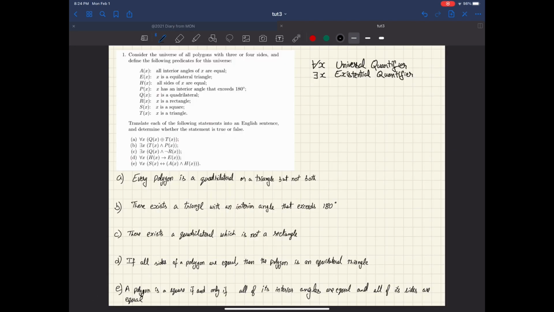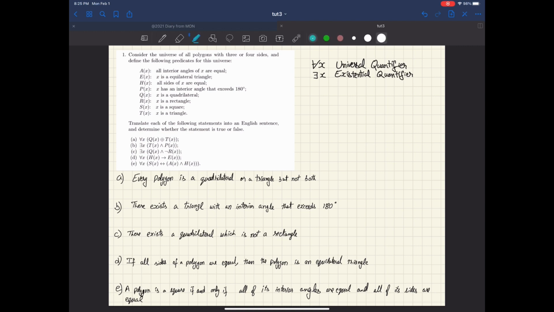The first question says, consider the universe of all polygons with 3 or 4 sides and define the following predicates for this universe. So we are given a bunch of statements where, like, A of x is the interior angles of x are equal and so on. Now we are supposed to translate each of the following statements into an English sentence and determine whether the statement is true or false.